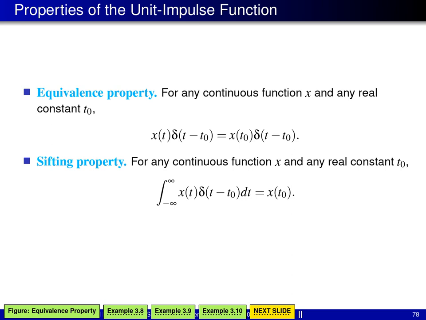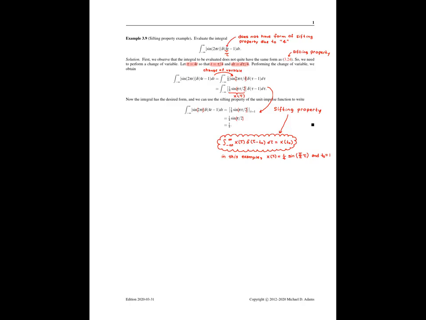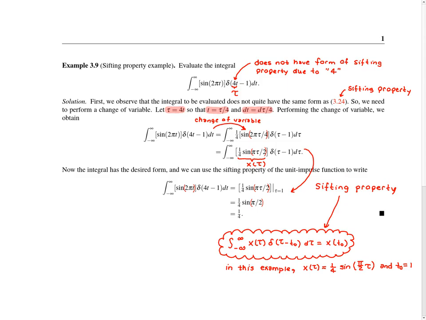The next example I'd like to consider is example 3.9. In this example, we're given this particular integral here, and we're asked to evaluate it. In other words, fully simplify the integral. So the first observation we can make is that the integrand contains a delta function, right here. So some of the properties of the delta function that we were introduced to earlier, namely the equivalence property and sifting property, might potentially be of use to us.